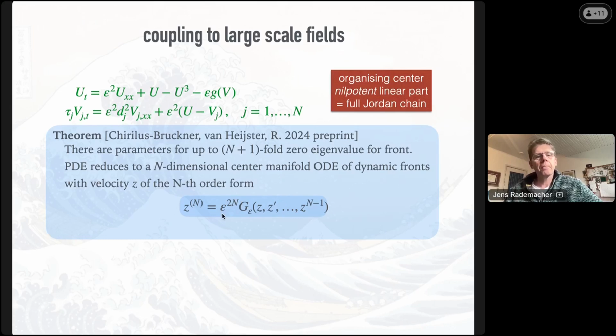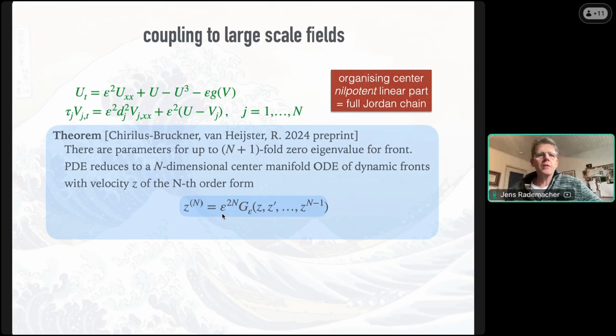So you have this very nice, can I ask a question? Hello? Sorry, once more? Can I ask a question? Hello? Can you hear me? Yes. Hello? Can you hear me? Yeah. Yes. Okay. I'm curious about this full Jordan chain. Is this because of your spatial nonlinearity, or is it from the separation of scales?